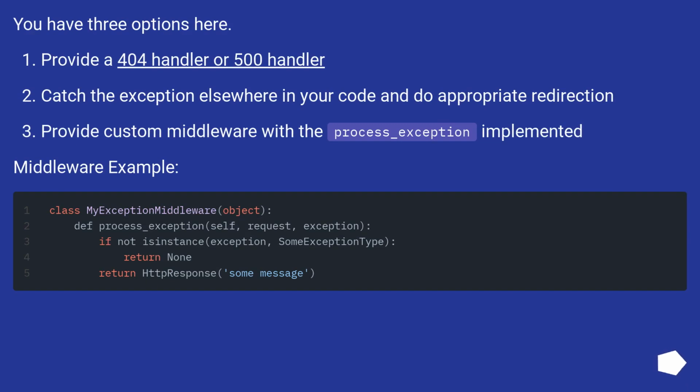You have three options here. Provide a 404 handler or 500 handler, catch the exception elsewhere in your code and do appropriate redirection. Provide custom middleware with the process_exception implemented. Middleware example.